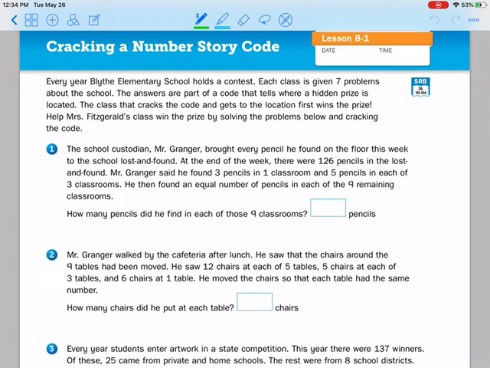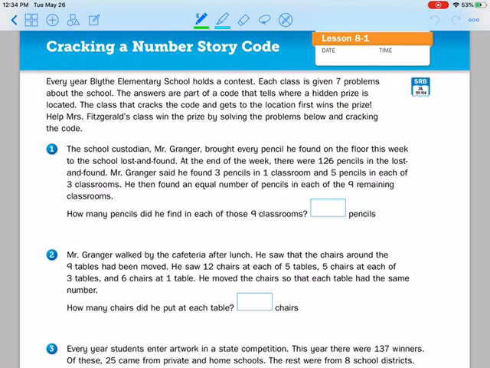Every year, Blythe Elementary School holds a contest. Each class is given 7 problems about the school. The answers are part of a code that tells where the hidden prize is located. The class that cracks the code and gets to the location first wins the prize. Help Mrs. Fitzgerald's class win the prize by solving the problems below and cracking the code. Since I'm splitting this up into two videos, you're going to have to find out what the answer to the code is in the next video.